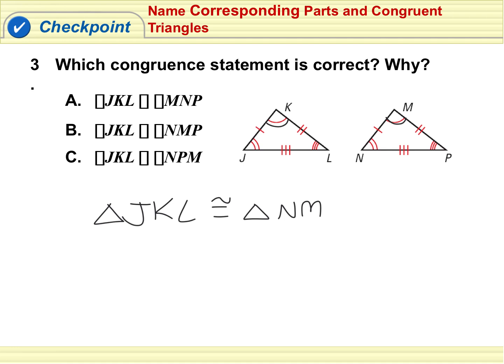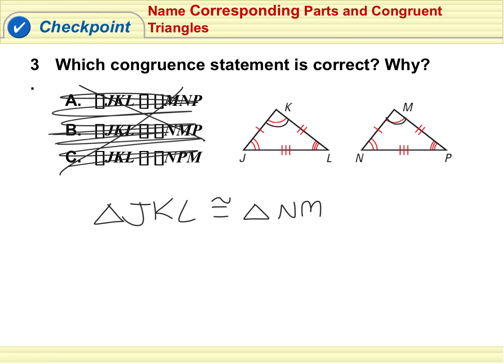It shows it right there. Number C. Those are options. What do you mean they're options? Like, it's multiple choice. Oh, okay. Yep. So we're not looking at those? No. So J matches N, K matches M, L matches P. And that's our congruent statement.